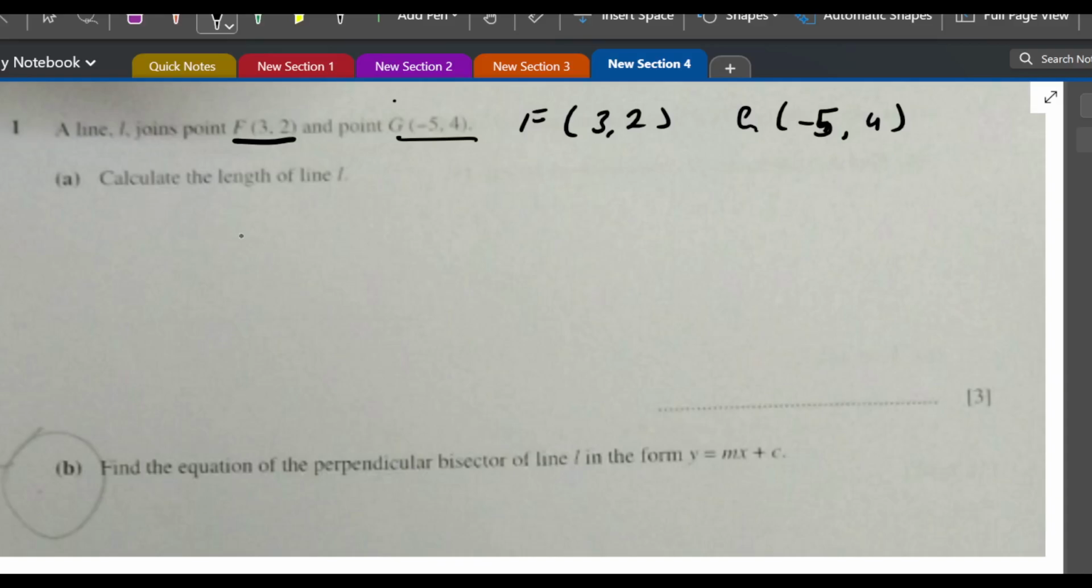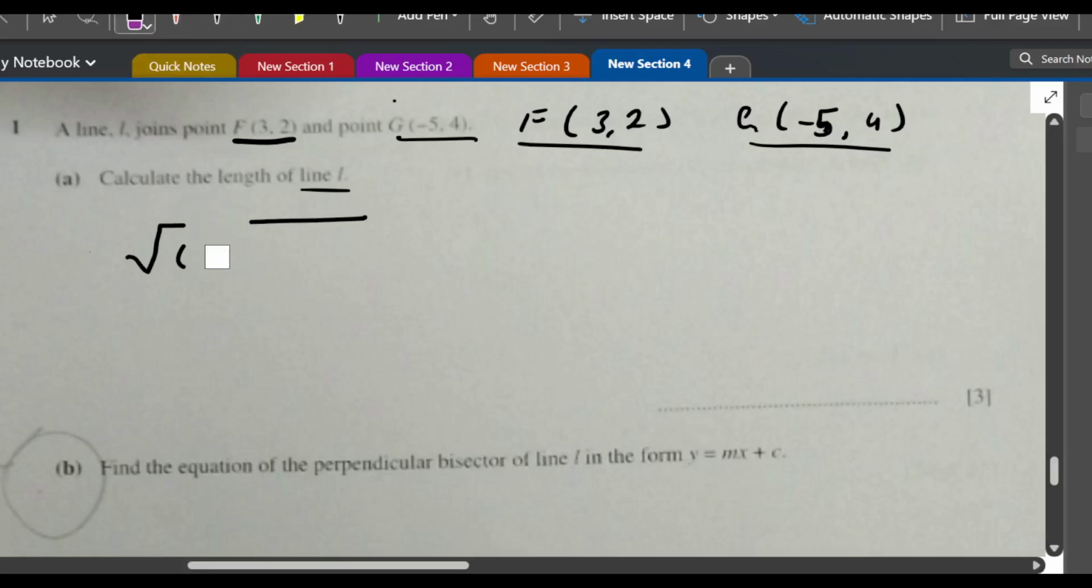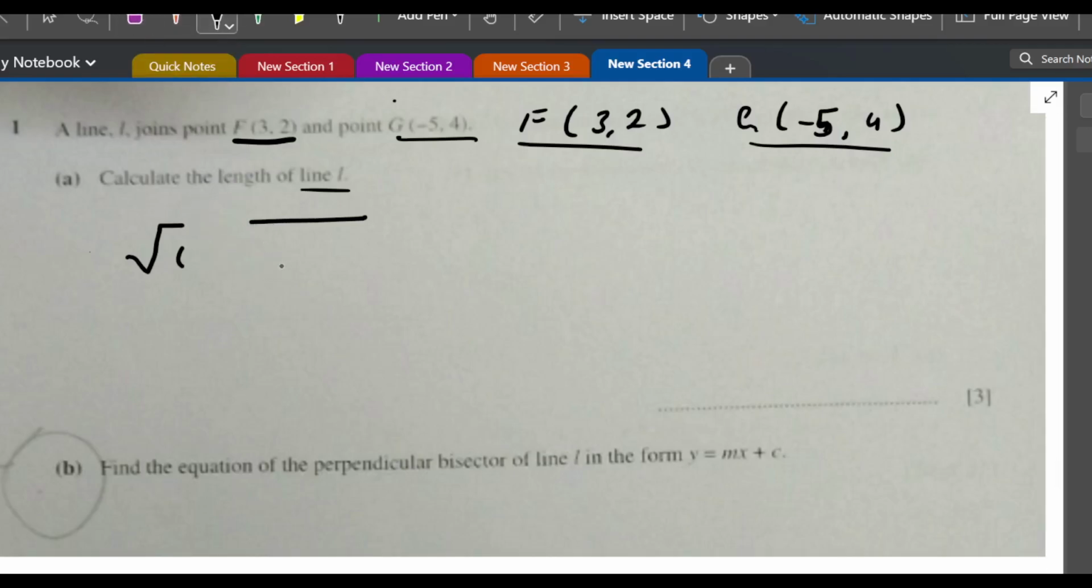Okay, thanks. Now, the first question was to calculate the length of line L. As line L is joining these 2 points, you know the distance formula. You can say that the length is the square root of the difference in y coordinate. So the difference in y coordinate is what? It's 4 minus 2. I can take 2 minus 4 or 4 minus 2. Let me take 2 minus 4.